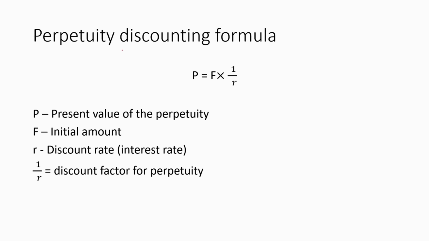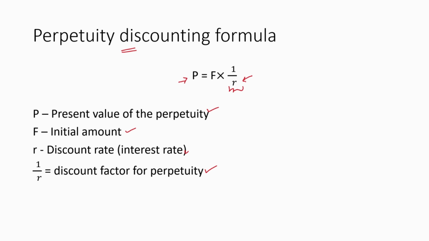Here is the perpetuity discounting formula. This is a very simple formula. P is the present value of the perpetuity. F is the initial amount as before. R is the discount rate as before. And 1 over R is the discount factor for perpetuity, which is this section. This is the discount factor for perpetuity. There is no table for the perpetuities because the calculation is very simple. You just have to take the discount rate and assign the value here.